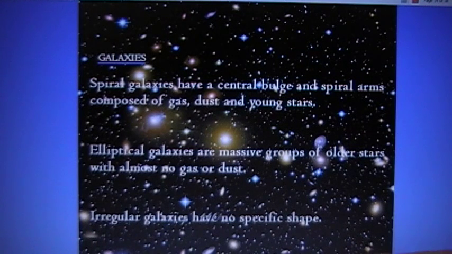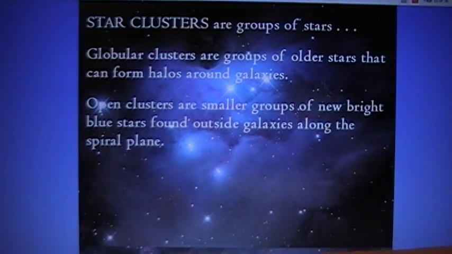The irregular galaxies have no specific shape. Really, they don't have a real true order, and we'll talk more about why the irregular galaxies are the way they are in the cosmology section, which is test 2. So we have three different galaxies: spiral galaxies, elliptical galaxies, and irregular.